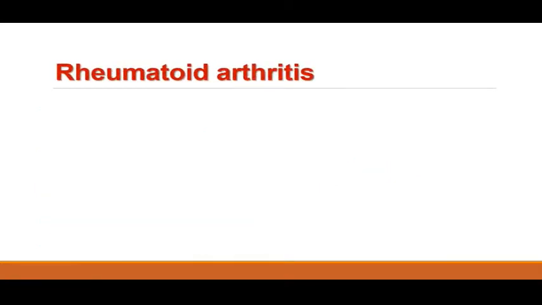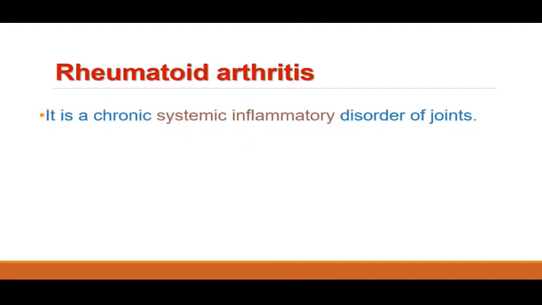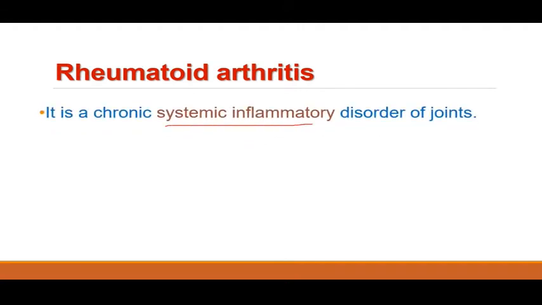Now, rheumatoid arthritis. It is a chronic systemic inflammatory disorder of the joints which generally leads to inflammatory synovitis, and also destruction of the articular cartilages and ankylosing of the joints.